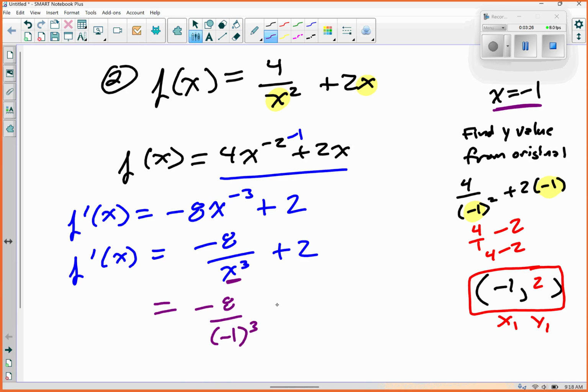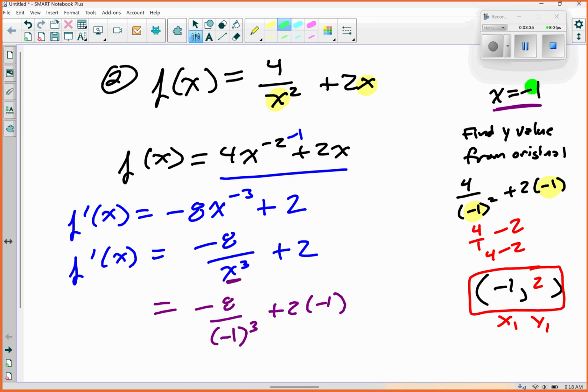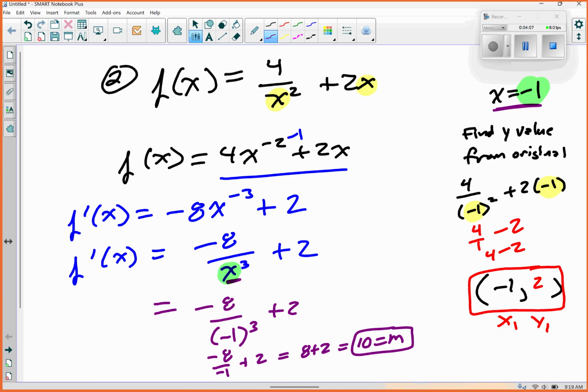To the third plus 2 times -1. So this right here replaced the x right here. Oops, I don't know why I have this, because that's not a -1. There's no x on that. Then you just work out the math. -1 times -1 times -1 is -1. So this becomes 8 over -1 plus 2, which becomes 8 plus 2. So that becomes 10, and that is our slope. Is that okay?